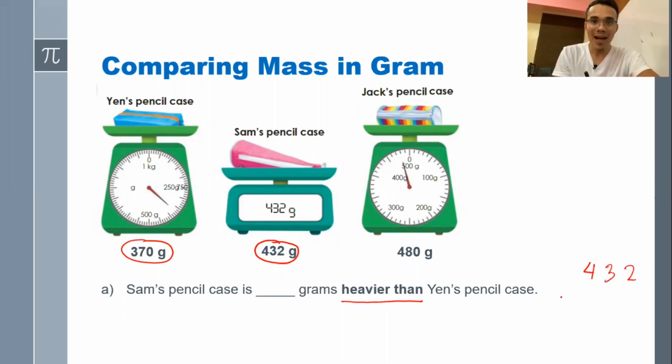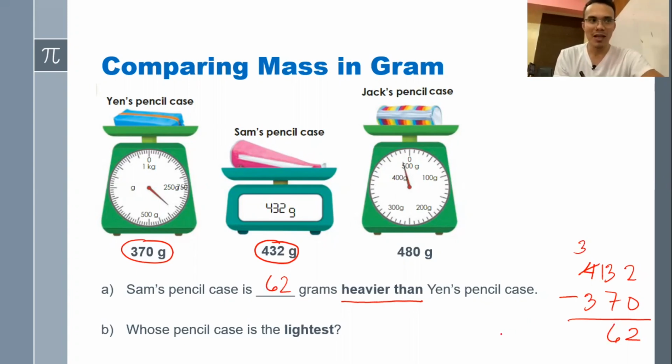432 minus 370. This is 2. 3 minus 7 cannot be. We need the help of the neighbor. 4 becomes 3. 3 becomes 13. 13 minus 7 is 6. 3 minus 3 is 0. I don't have to write 0 here anymore. Therefore, Sam's pencil case is 62 grams heavier than Yen's pencil case.